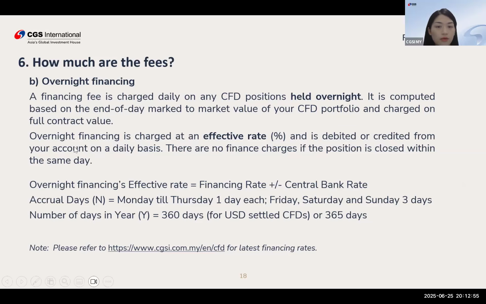And then our overnight financing effective rate will be the financing rate plus or minus the central bank rate. The accrual day will be Monday till Thursday, 1 day each, and then Friday counts as 3 days, considering Saturday and Sunday. And then the number of days in a year will be 360 days for US sector CFD, and 365 days for the others.